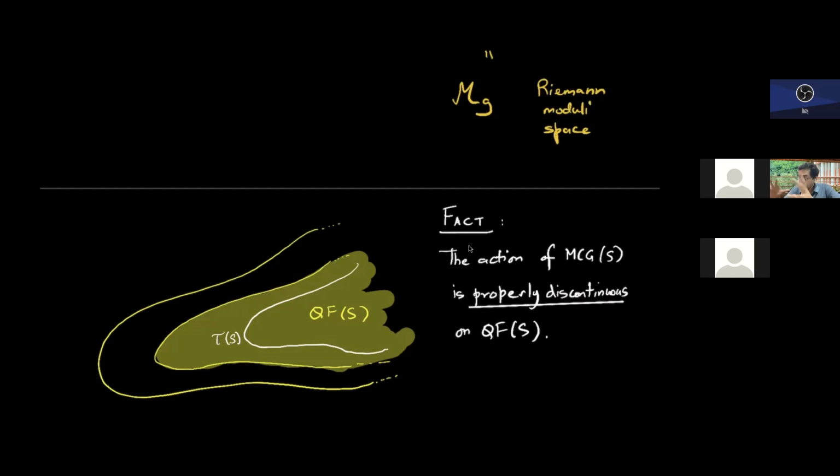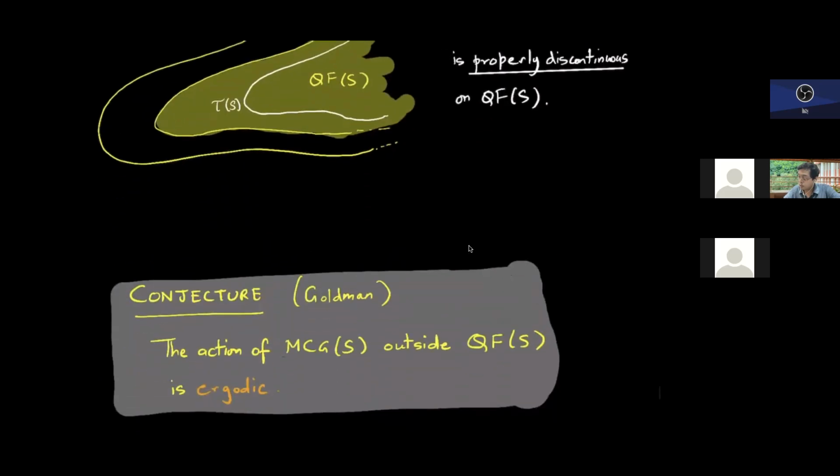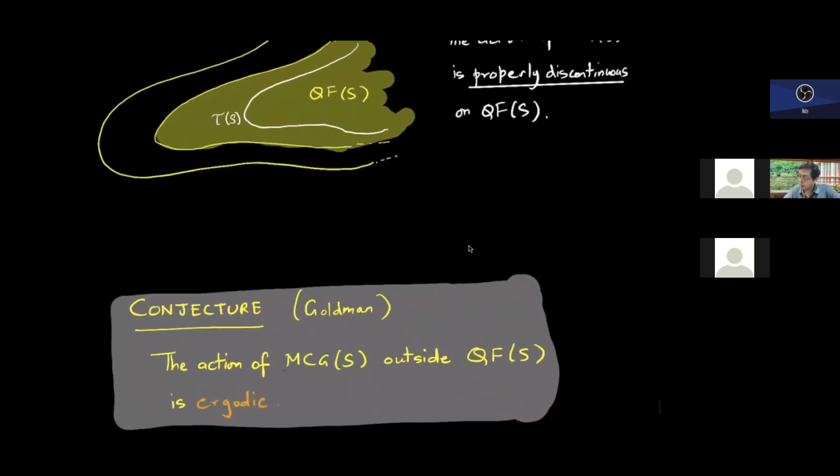And so there is this open set inside the PSL2C character variety where the action is nice, but the action outside this open set is very mysterious. And in fact, there's the conjecture of Goldman, from the 1980s, that the action of the mapping class group outside this quasi-Fuchsian open set is actually ergodic, so it's chaotic.